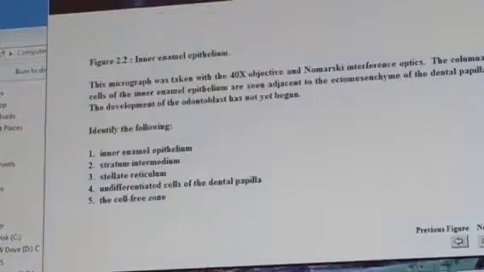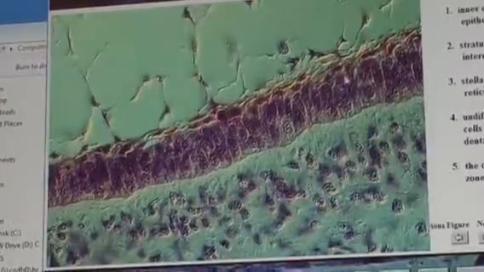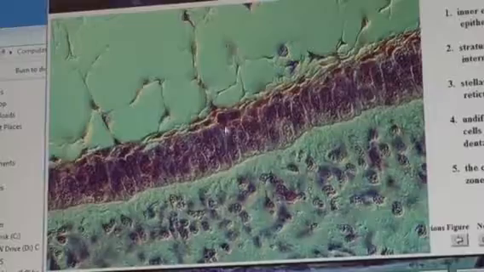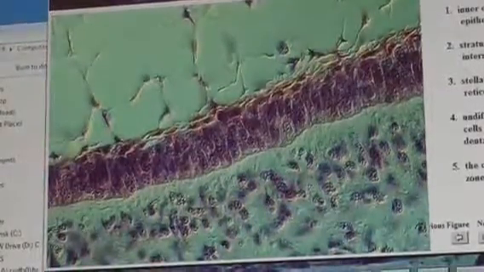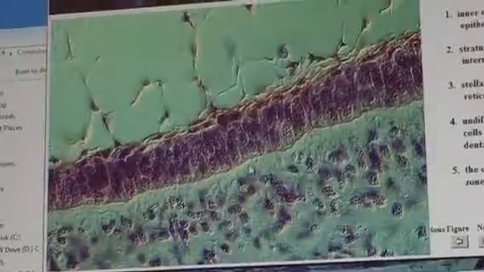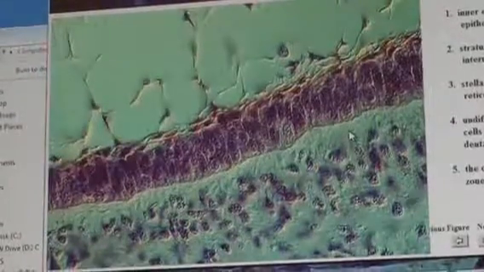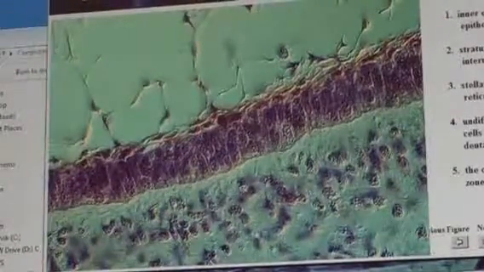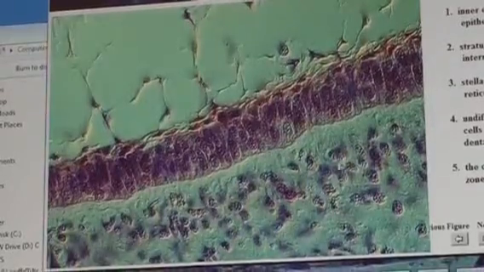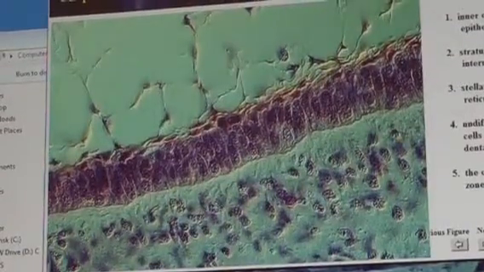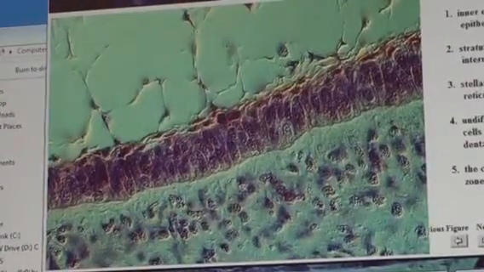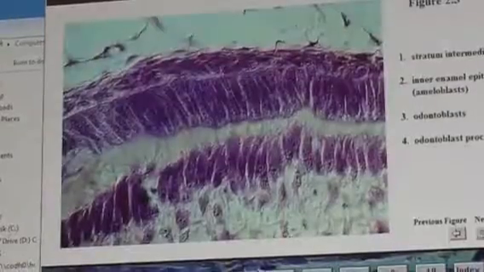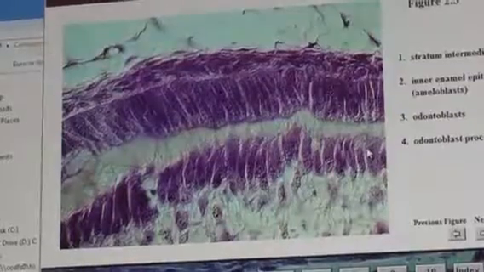As we go on to the next slide, there's the inner enamel epithelium, there is the stratum intermedium, there's the stellate reticulum. There is that cell-free zone that is going to disappear. So these are the cells in that dental papilla, but they have not yet started to differentiate into odontoblasts. If you go on to the next slide, we've taken quite a jump.